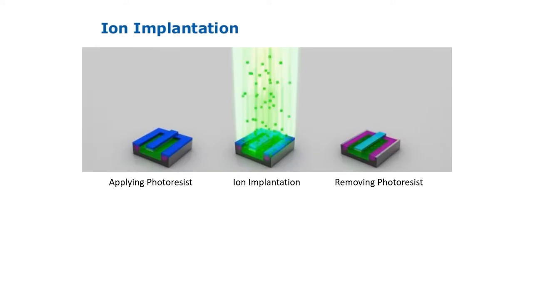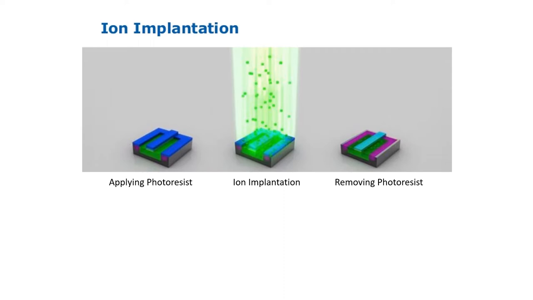To manufacture a specific semiconductor device for a particular application, ion implantation is applied. For this, a photoresist is again applied. The photoresist, shown here in blue color, is applied and the exposed photoresist is washed off before the next step. The photoresist will protect the material that should not get ion implanted.